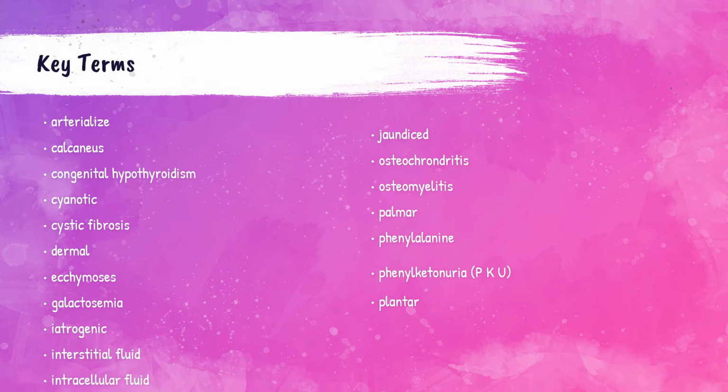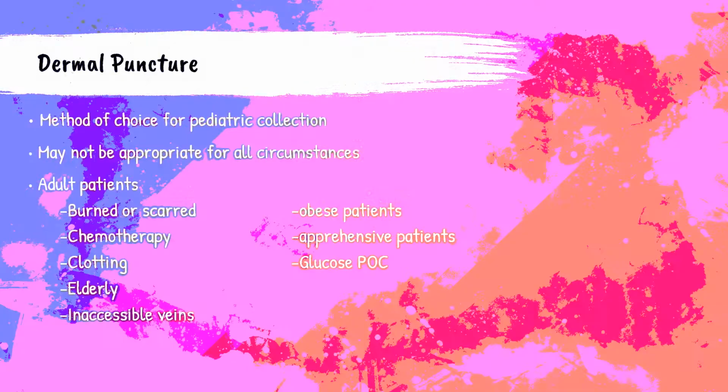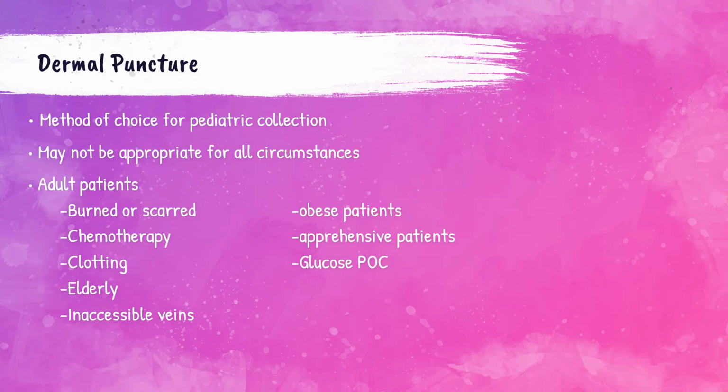There are also several key terms associated with this lecture. They are arterialized, calcaneus, congenital hypothyroidism, cyanotic, cystic fibrosis, dermal, ecchymosis, galactosemia, iatrogenic, interstitial and intracellular fluid, jaundice, osteochondritis, osteomyelitis, palmar, phenylalanine, phenylketonuria, and plantar. Now that we have discussed the learning objectives and the key terms for this lecture, let's get started.